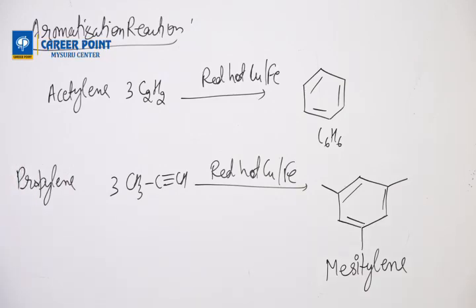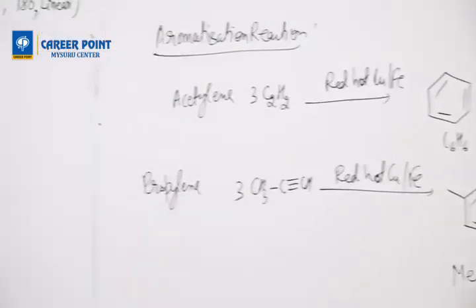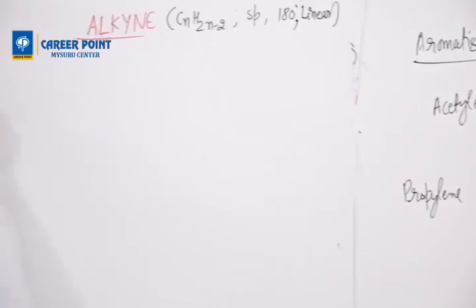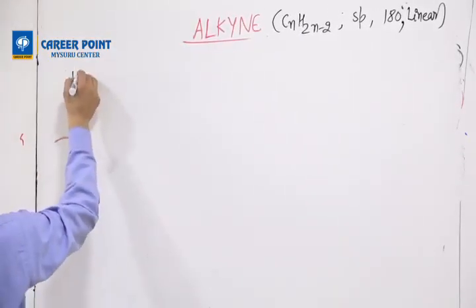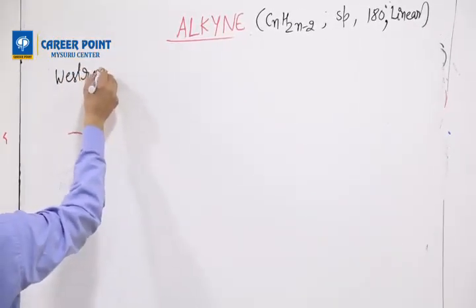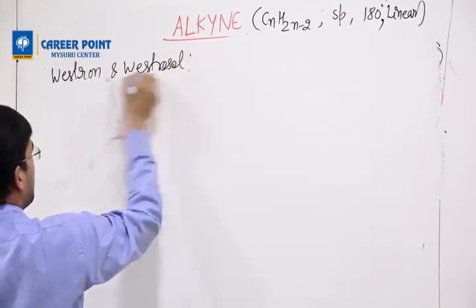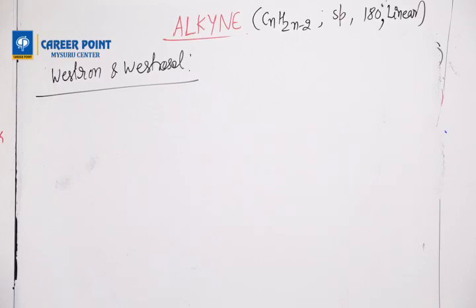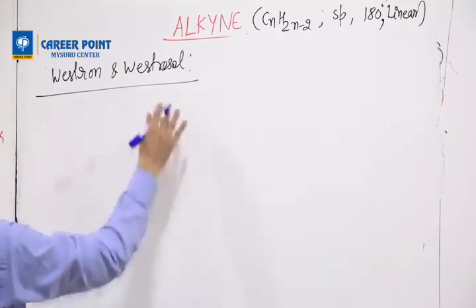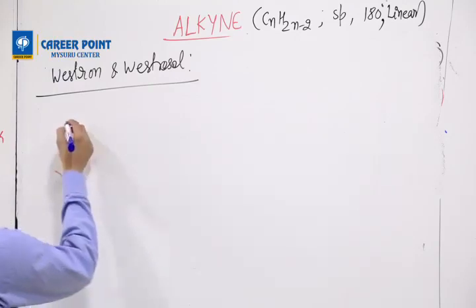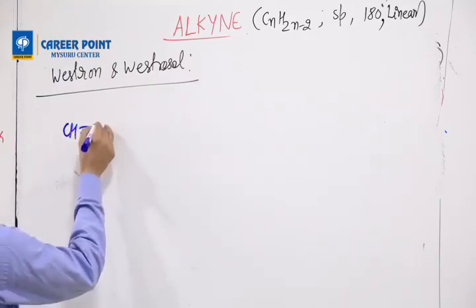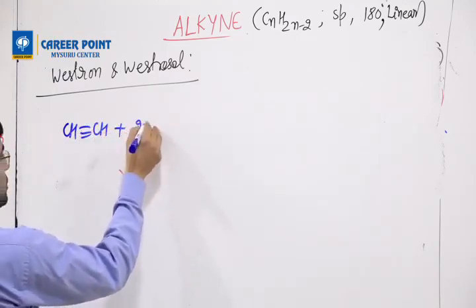Okay, one more reaction we'll see on this side, a reaction to form Westron and Westrosol. This is a very important reaction because it is used to form a solvent. So what happens is we take CH≡CH plus 2 Cl2.